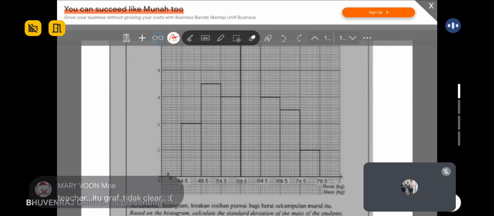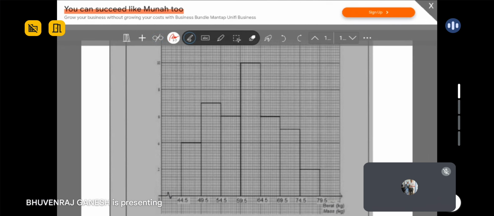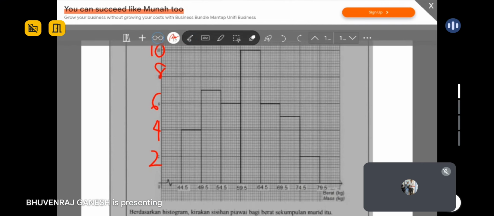Tak clear. Guys, oh yeah, the frequency, right? Okay, let me label the frequency. 10, 8, 6, 4, 2. Okay? Now better, right? Now should be okay already.